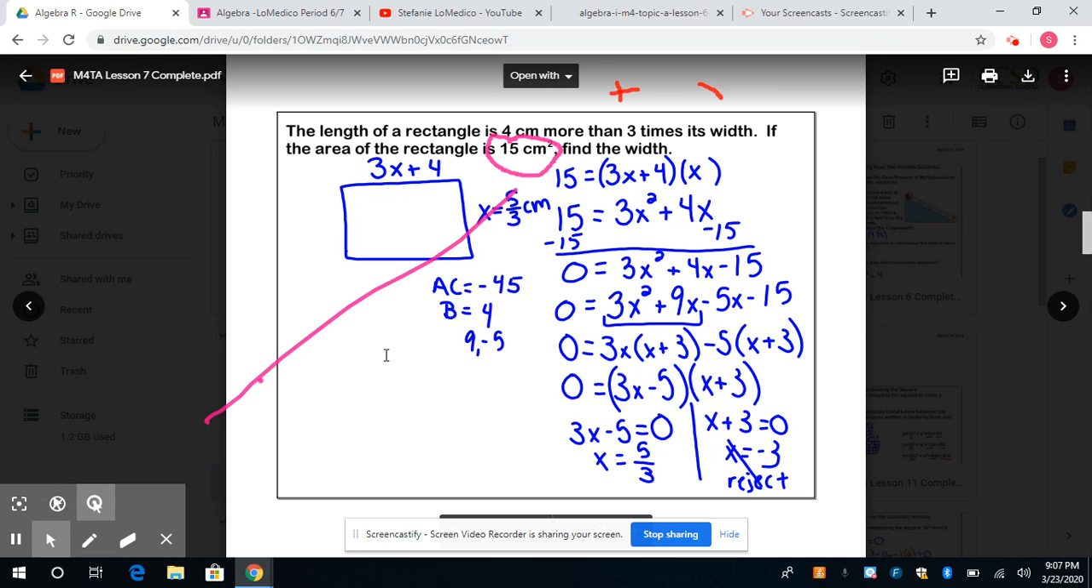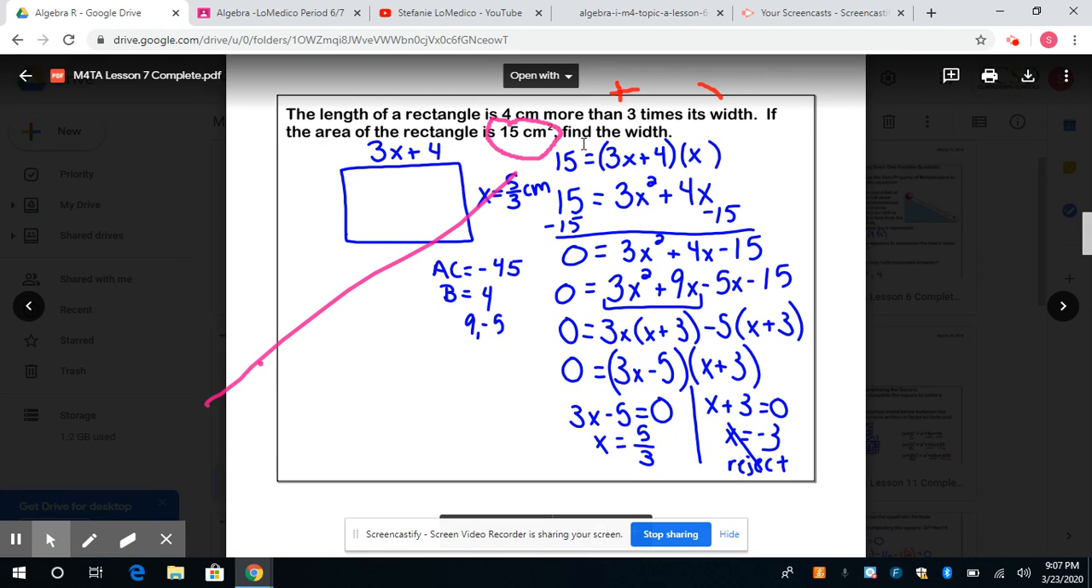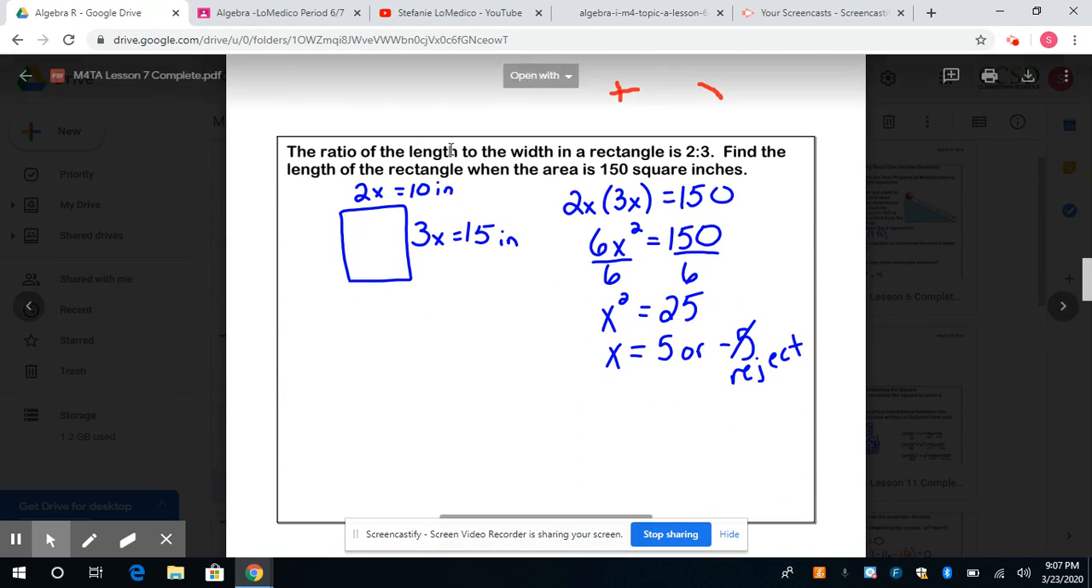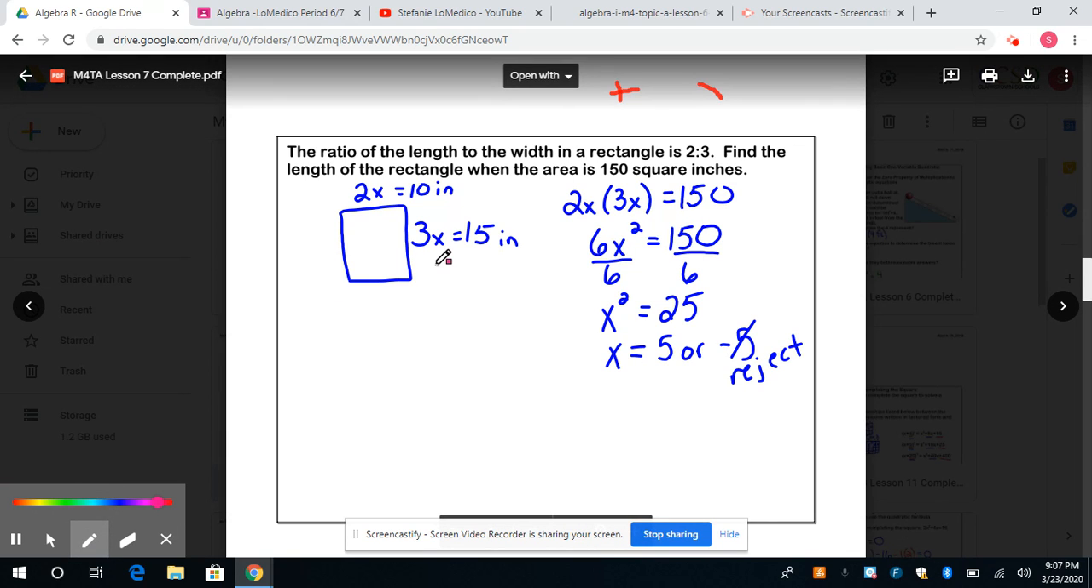Okay. Find the width. So also be specific. What are they asking for? So is x the width? Is 3x plus 4 the width? You have to read and annotate those two parts. The ratio of the length to the width in a rectangle is 2:3. Find the length of the rectangle when the area is 150. So we already know the total is 150. That's why we're equaling it.